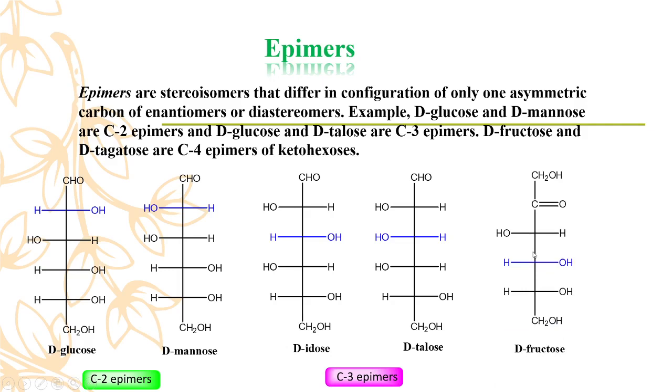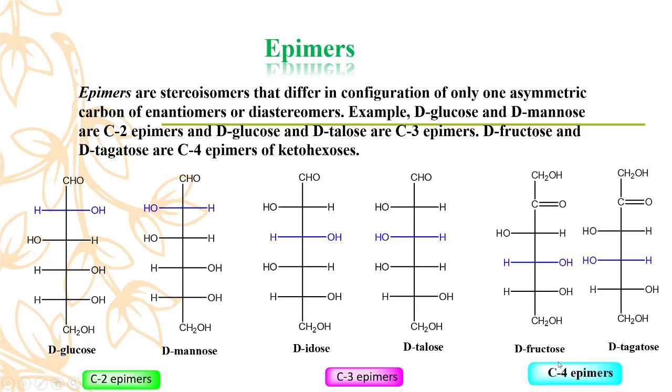And D-fructose and D-tagatose are C4 epimers, because the difference in the chiral centers is at the fourth carbon. Therefore D-fructose and D-tagatose are C4 epimers. I hope you understand. Thank you for watching.